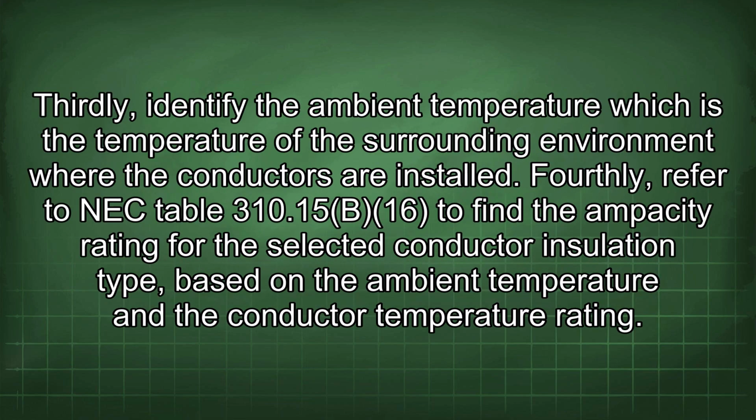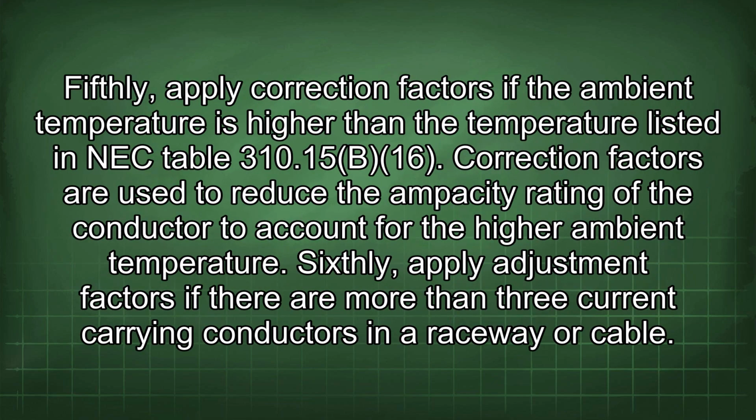Thirdly, identify the ambient temperature, which is the temperature of the surrounding environment where the conductors are installed. Fourthly, refer to NEC Table 310.15(B)(16) to find the ampacity rating for the selected conductor insulation type, based on the ambient temperature and the conductor temperature rating. Fifthly, apply correction factors if the ambient temperature is higher than the temperature listed in NEC Table 310.15(B)(16). Correction factors are used to reduce the ampacity rating of the conductor to account for the higher ambient temperature.